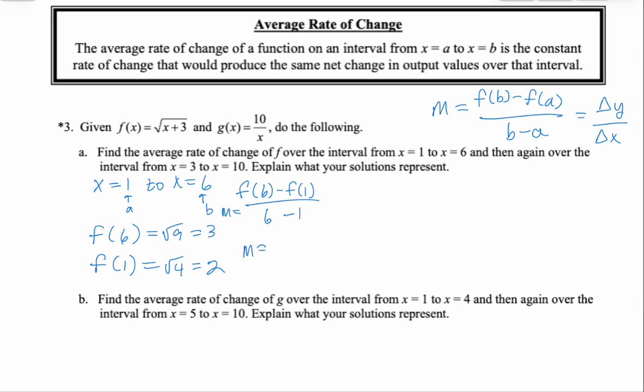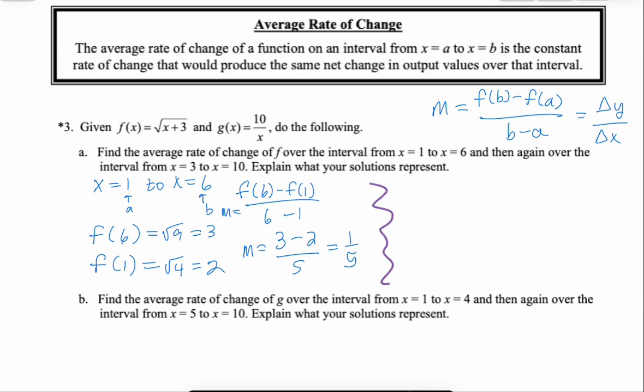So we already calculated f of 6 was 3. We calculated f of 1 was 2. 6 minus 1 is 5, so we might as well do that. 3 minus 2 is 1, so the answer is 1/5. Now that is the average rate of change from 1 to 6. So we can see that it is going up 1 and over 5 if we were to connect those points.